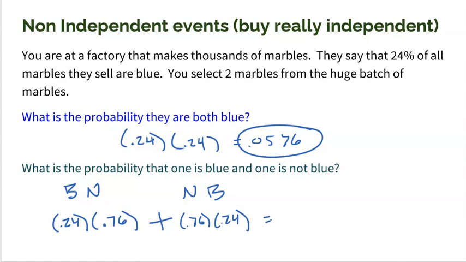Now again, you take a marble away, I'm going to say the same thing again, you technically are making a difference, but there's thousands of them. It doesn't really matter. There might be a small difference, but it's negligible. Now mathematically, both of these are 0.24 times 0.76, but they're both the same, so you could just do it twice and add them together, or just do it once and times it by 2. So 0.3648. You could even do a tree diagram if you want, showing the first one is blue or not blue, and then after that, blue or not blue, to see that there are 2 distinctly different outcomes: blue, then not blue, or not blue, and then blue.